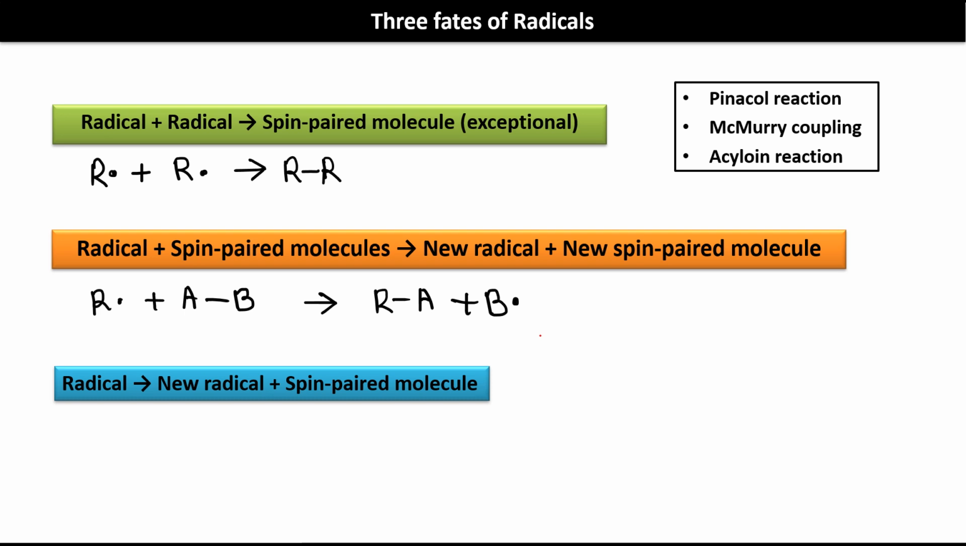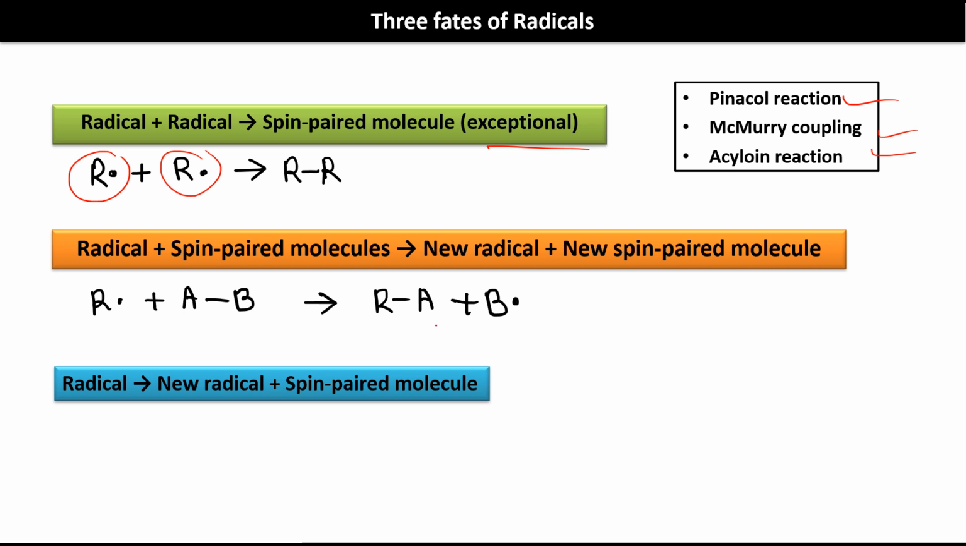Here we have seen in the first video, that is part 5, that two radicals when combining with each other give a spin paired molecule. Though it is exceptional, we have still seen this type of example. If the two radicals are the same type, as you can see in this case, you can call it dimerization.